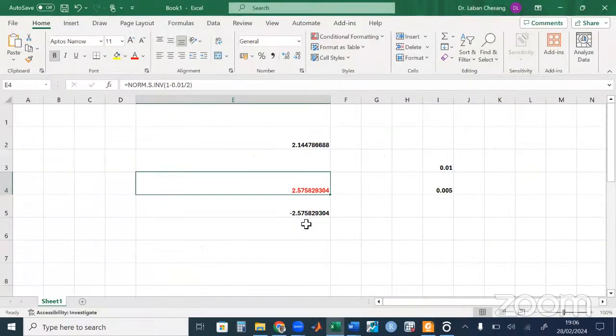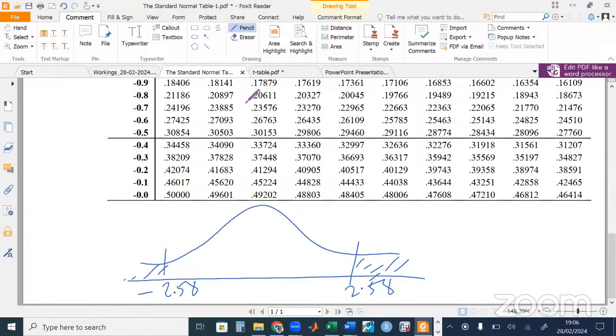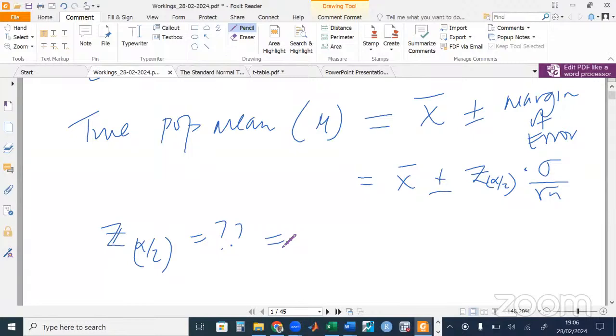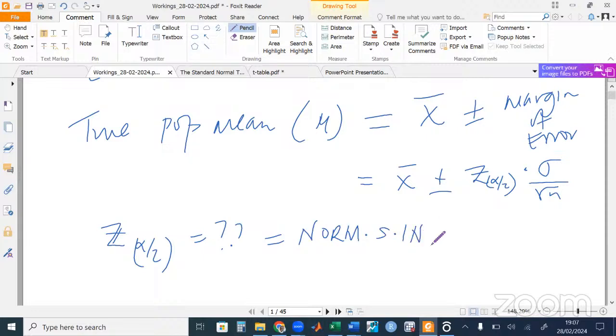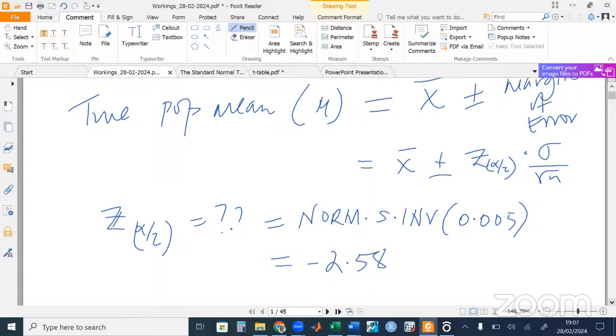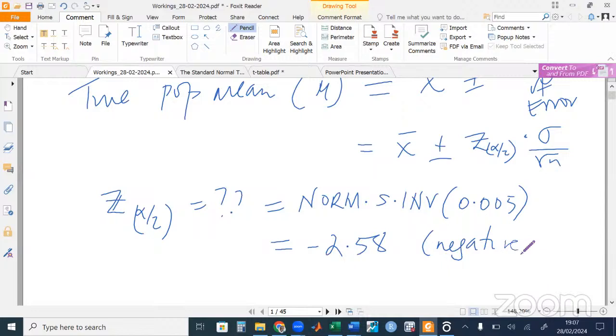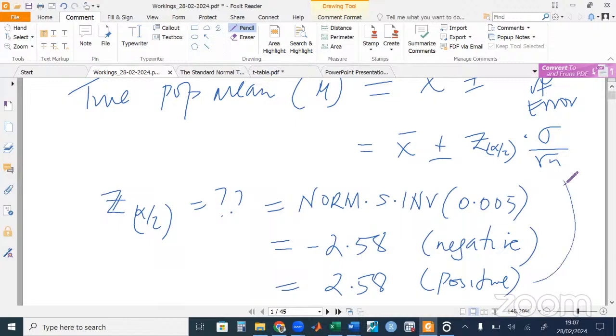I just want you to know how to utilize the Excel functions as opposed to going to the tables over and over again. So let's pick the value 2.58 for the question. In Excel, we input equals NORM.S.INV of 0.005, and this gave us negative 2.58. This is on the negative side of the distribution, or 2.58 on the positive side. So we go with the positive number.